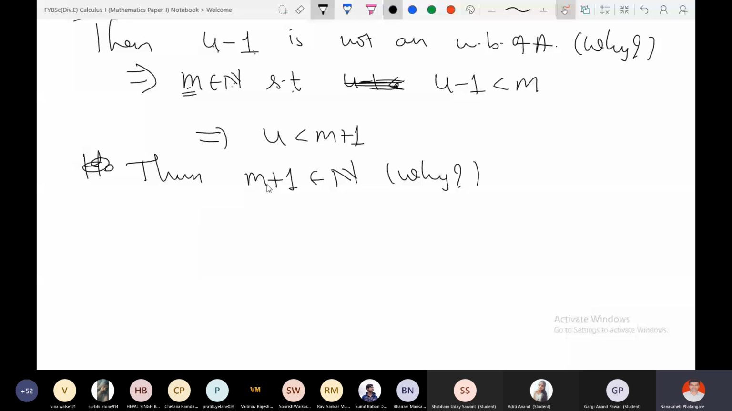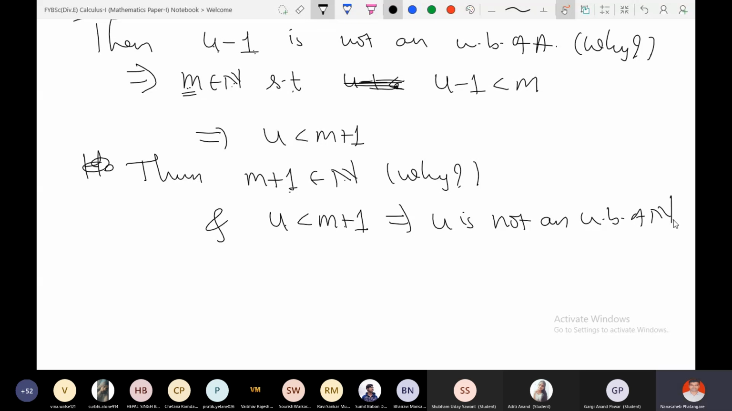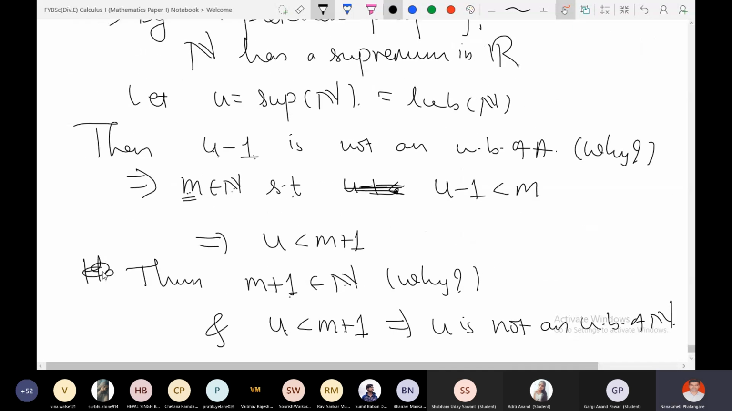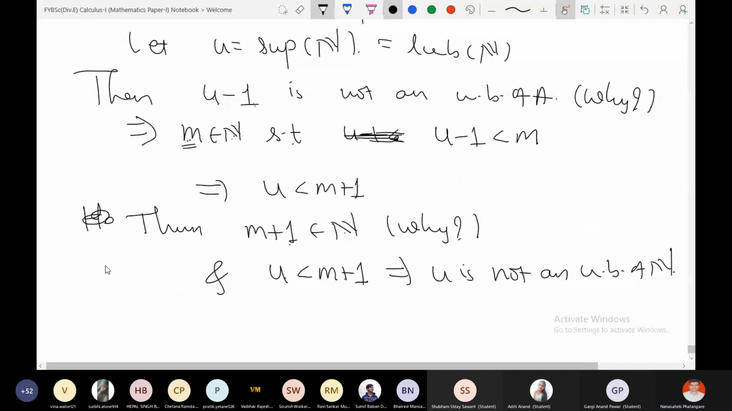So because m is a natural number, m plus 1 is a natural number and u is less than m plus 1. That means there is a member of the set of natural numbers which is greater than u, therefore u is not an upper bound of N. What is the contradiction? So everything is in front of you. So what is the contradiction?